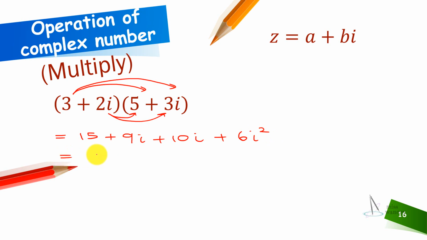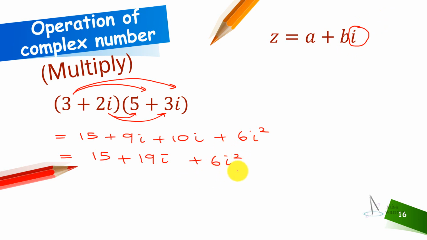So what we have is actually 15, 9 plus 10, so this is 19i, plus 6i squared. Okay, so like I told you before, in Cartesian form, the highest power for i should be i to the power of 1. So other than i to the power of 1, we should simplify them first.